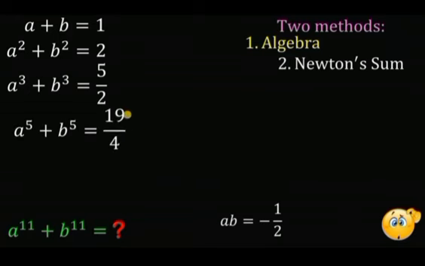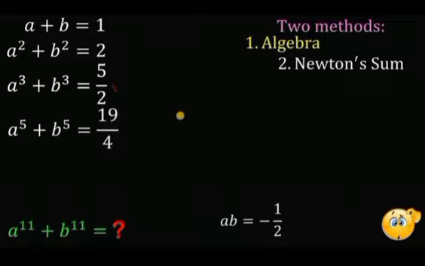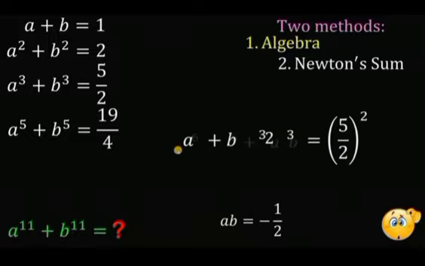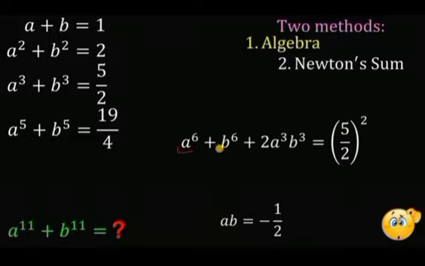Alright. Next, let's get the third equation. And what we're going to do here is to square this equation. But the purpose is to get the value of a raised to the 6th power plus b raised to the 6th power. Now, let's simplify a cubed plus b cubed raised to the power of 2. If we do that, we get a raised to the 6th power plus b raised to the 6th power plus 2 times a cubed b cubed.